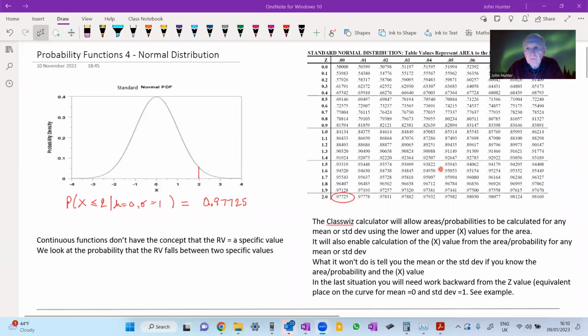Okay, this is the fourth video in the probability functions section. This is about the normal distribution, which is a really important probability distribution, and it's absolutely certain to come up in the exam, I would say. So what are we talking about?